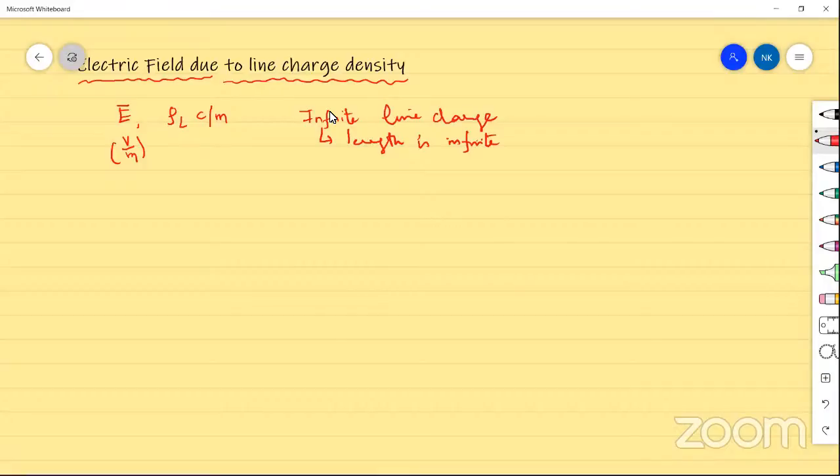Okay. So this line charge, we are calling it as line charge. It has a distribution of line. For example, if you take the electron beam, so that is an example of line charge.